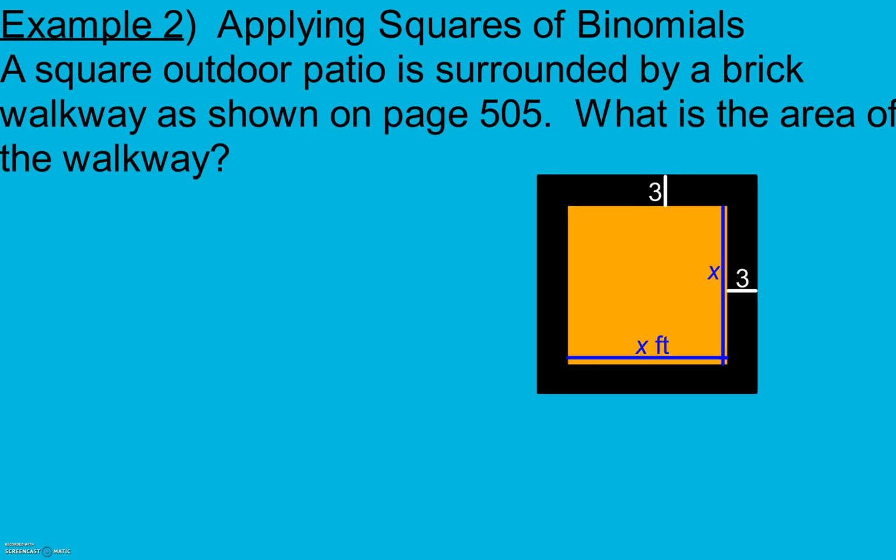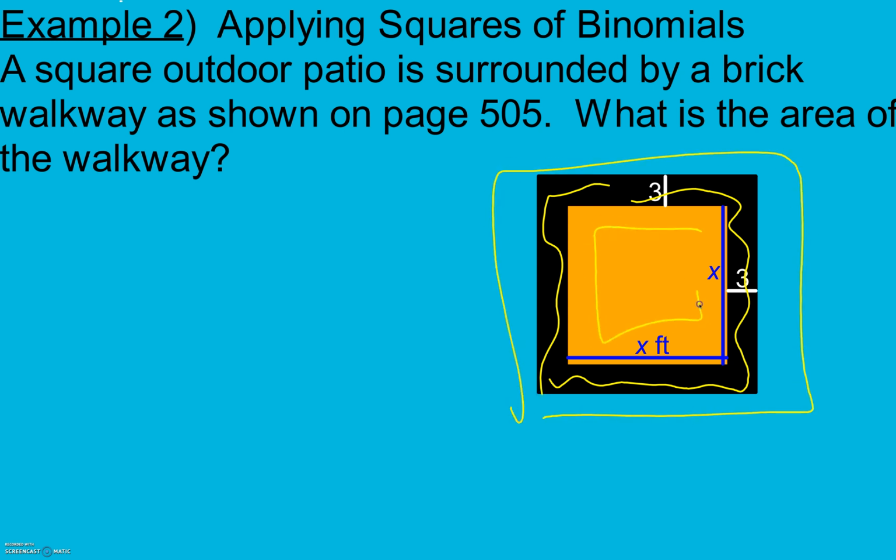In example 2, we're applying the squares of binomials. A square outdoor patio is surrounded by a brick walkway as shown on page 505. I have kind of a sketch of it here, at least a rough drawing. What is the area of the walkway? So here we are looking for the area of the walkway, which is just this in black here. In order to do that, we need to find the whole area and then take away our patio. So we need our side lengths of our big square. If this is x, and this is 3, and this is 3, then we have 3 plus x plus 3 for each side, so x plus 6.